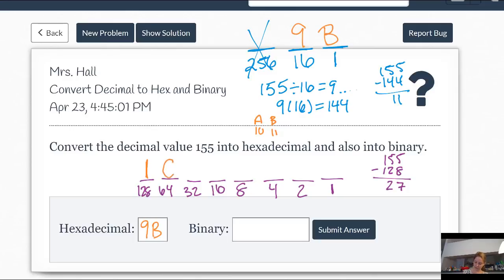So 64 is too high, 32 is too high, 16 is not. So let me turn on that 16 place. Subtract 16, I have 11 left. 8 is too high for 11. Oh no, 8 is not too high for 11. I do want 8. Subtract 8, I am left with 3. 4 is too high to represent 3, but then I need to turn on 2 and 1. And so my binary equivalent of 155 in decimal is 10011011.